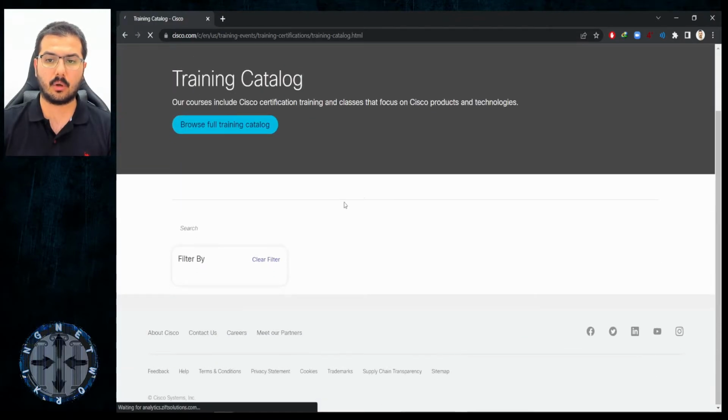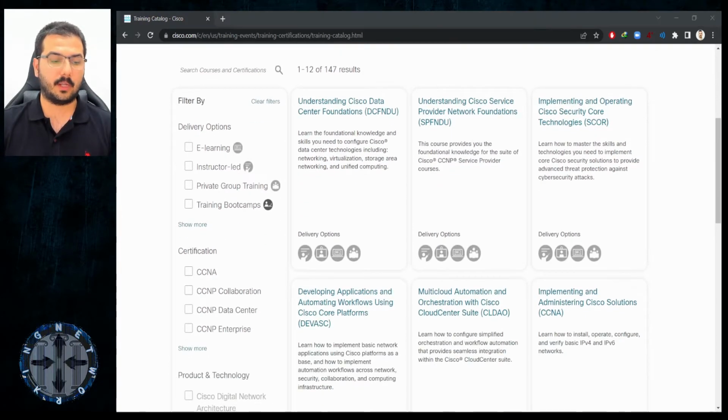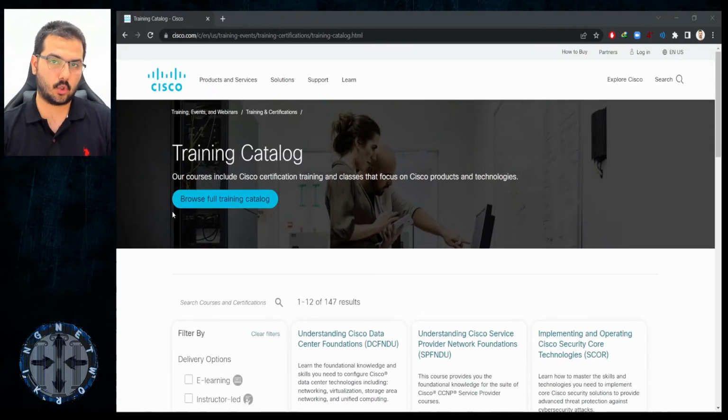And with the training catalog, it doesn't have to be something that prepares me for an exam. It can prepare me just to understand the foundations of data center technologies, or understand the foundations of service provider technologies, or prepare for the SCOR exam, which is a professional level of Cisco CCNP Security, or the associate level of DevNet Associate for the DevOps, etc. So I can filter it based on a technology, something based on the need, technology, or an exam, etc. And this is how Cisco provides it.